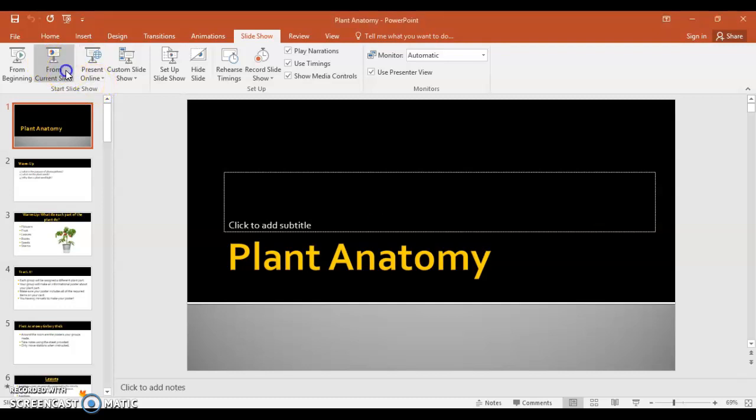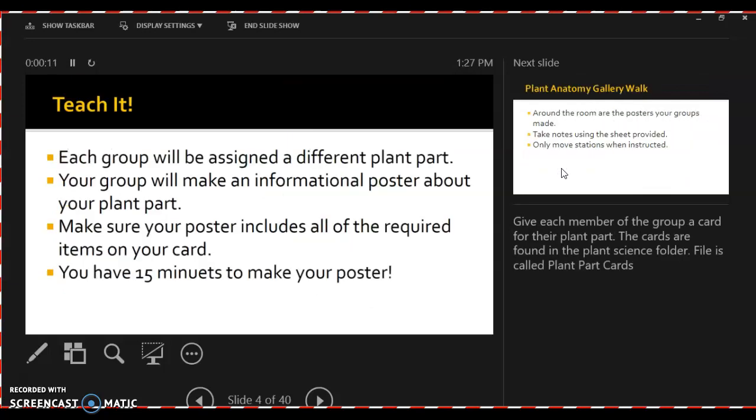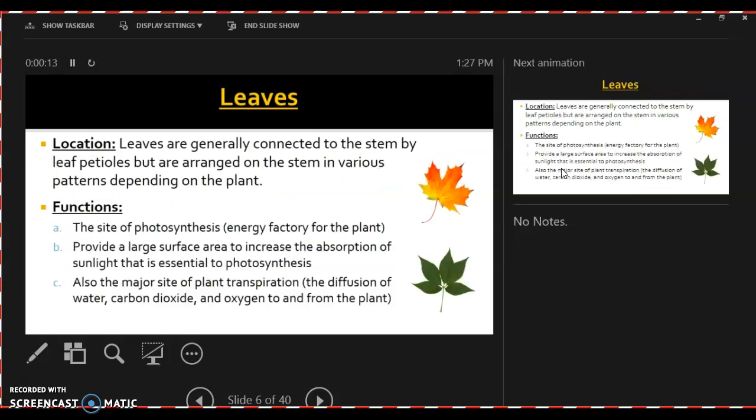Hey guys, so this week we are going to be working on our plant anatomy objectives. So we're going to start with plant anatomy, of course. It's going to be short and simple and to the point, and hopefully it'll be easy for us to understand, for me to walk you through.